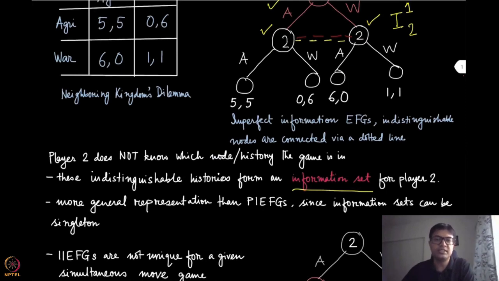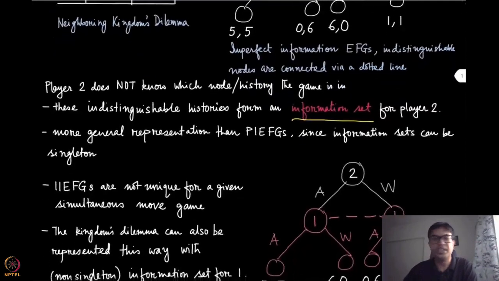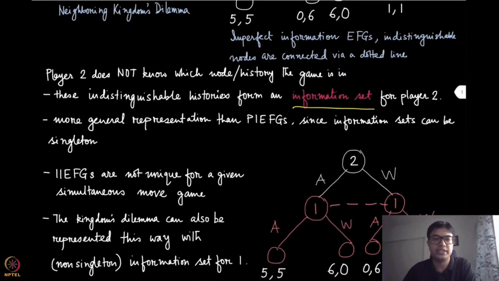So this is certainly a more general representation than PIEFG. In particular, you can always represent a PIEFG using this representation, which is known as the imperfect information extensive form game. You can always force all these information sets to be singleton, which will mean that it is a perfect information extensive form game. Therefore, IIEFGs are more general in their definition than PIEFGs.